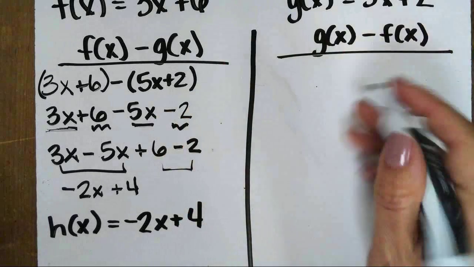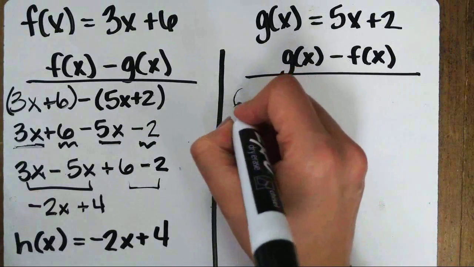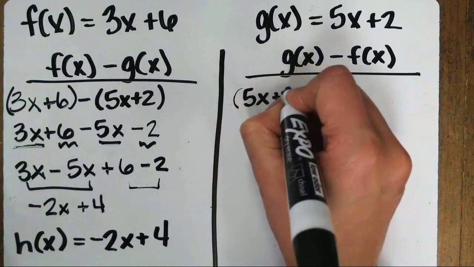Okay, so now we're going to start with our g of x, and so I have 5x plus 2.